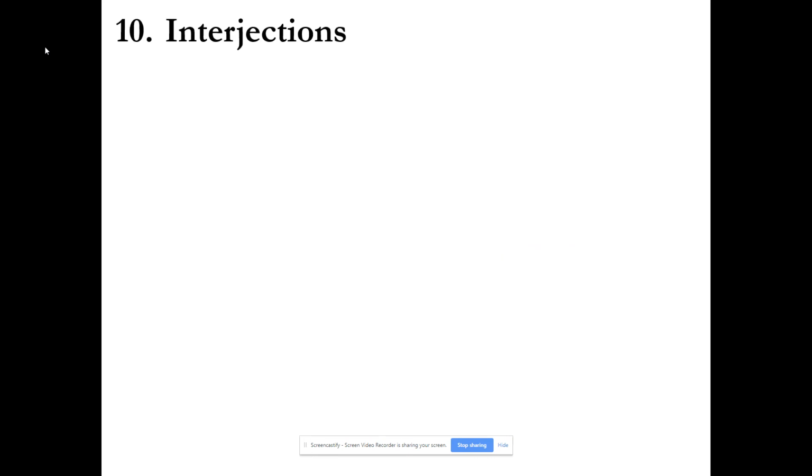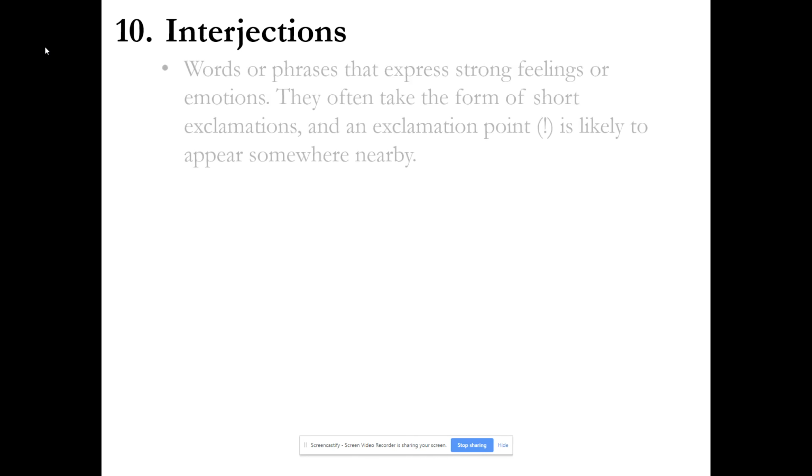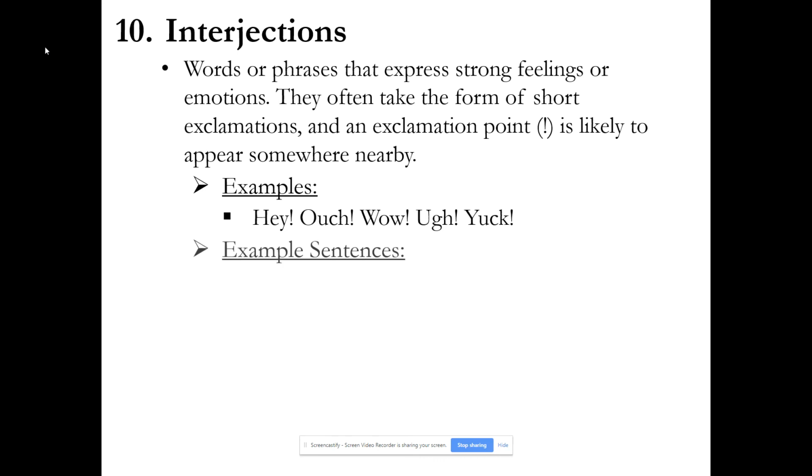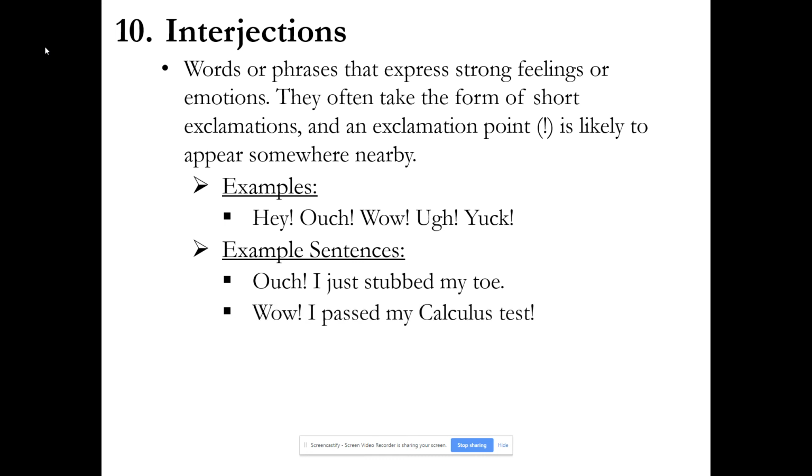And our 10th part of speech, that is an interjection. Interjections are words or phrases that express strong feelings or emotions. These will often take the form of short exclamations, and you're likely to find an exclamation point somewhere nearby to indicate that there was an interjection. So some examples: hey, ouch, wow, ugh, yuck. Right. Some example sentences, right? Ouch, I just stubbed my toe. Wow, I passed my calculus test.